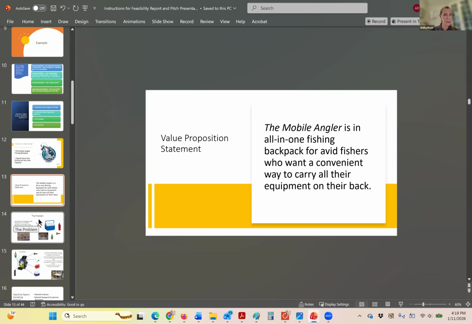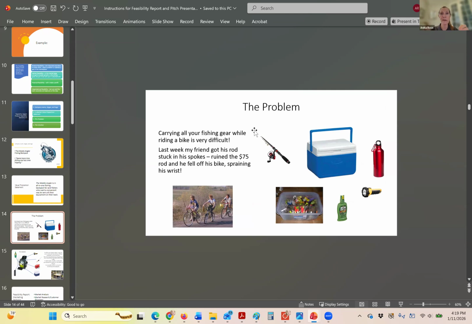And so what we'll do next is address the problem. So what actually is the problem? It's younger children, not really younger, but adolescent children who ride their bikes. They love to go fishing, and because they're not old enough to drive yet, they're riding their bicycles to their fishing hole. And so it makes it very difficult to carry a lot of different fishing gear. And we have accidents that occur. Someone fell off their bike, they sprained their wrist, the fishing rod gets caught in the spokes of the wheels, and carrying all this stuff is just hazardous in itself. So this is a problem.